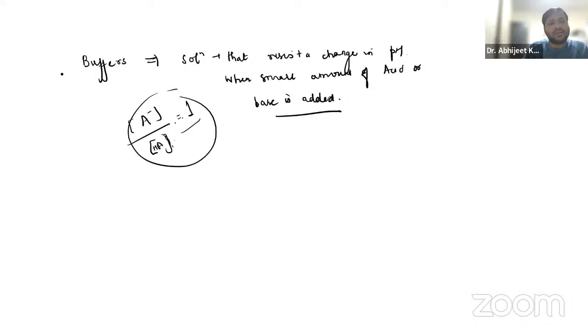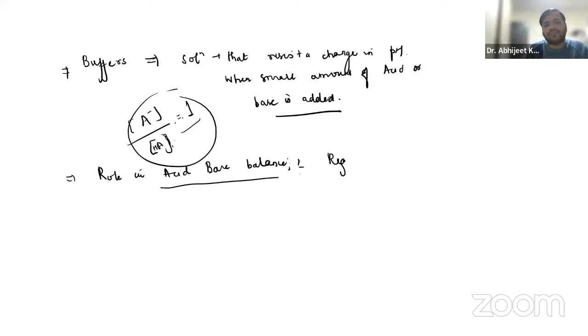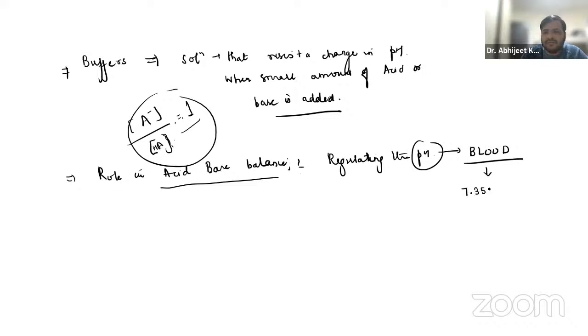Now, what is the role in acid-base balance? The question says the role in acid-base balance. So basically, it helps in regulating the pH, and particularly when I say pH, I'm basically talking about the pH of the blood. The normal pH of the blood, guys, remember it is 7.35 to 7.45, and that is the standard value that you guys have to remember.